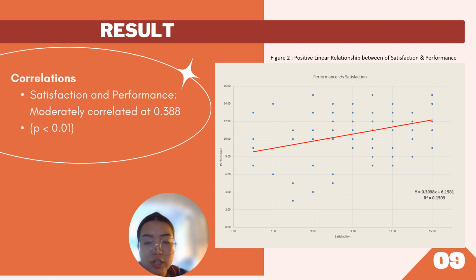Satisfaction total has a Pearson correlation coefficient of 0.38 with performance total. This correlation indicates a moderate positive relationship between academic satisfaction and academic performance.